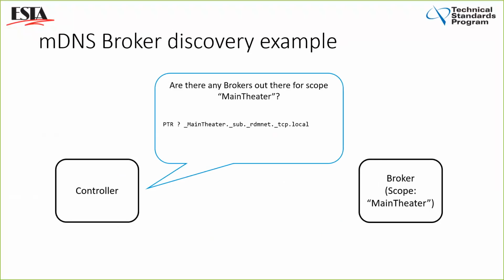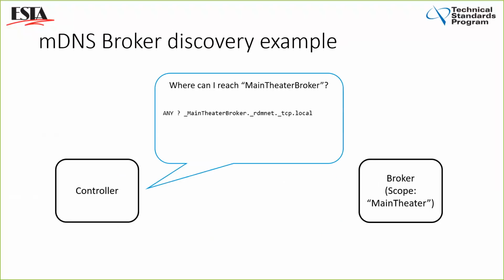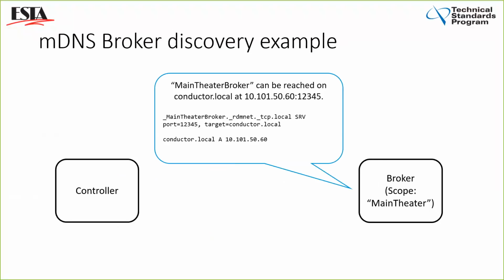The broker will respond when it gets this multicast query saying, yes, I'm on the scope main theater and I'm calling myself main theater broker. It comes up with what's called an instance name for itself. And then there's another query response step after that where the controller says, where can I reach you, main theater broker? And the broker responds with an IP address and port that it can be reached with. And from then on, it's really easy. You just open the TCP connection and go to town.